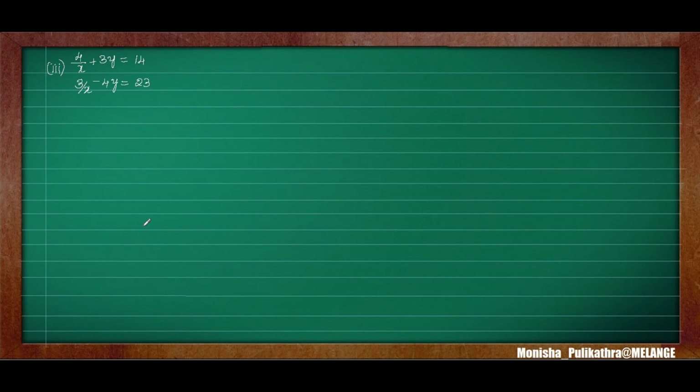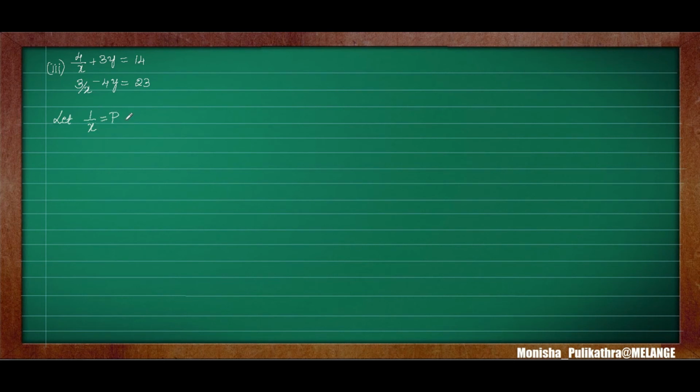Moving on to the third problem. The third problem is 4 by x plus 3y is equal to 14, and 3 by x minus 4y is equal to 23. Here only one term is given in fraction form, so we need to reduce only this 1 by x term. Let 1 by x be equal to p and let y be as it is. There is no problem if y is there.